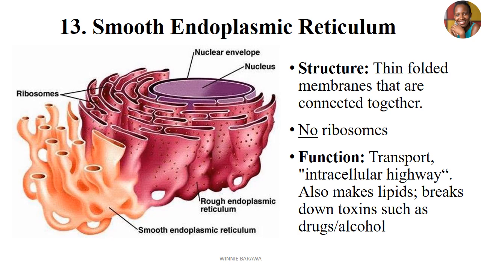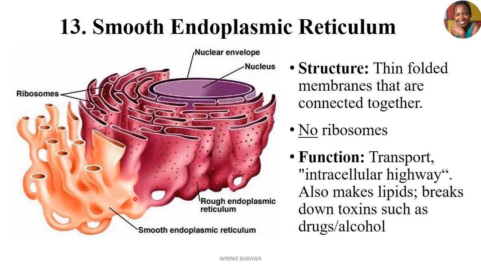Smooth endoplasmic reticulum. The smooth endoplasmic reticulum belongs to the same family as the rough endoplasmic reticulum, as they are all endoplasmic reticulums. But the difference is that the rough endoplasmic reticulum is nearer to the nucleus, and it also has ribosomes. The main function of the rough endoplasmic reticulum is protein synthesis. However, the smooth endoplasmic reticulum is a bit away from the nucleus. It does not have ribosomes, and its main function is to package lipids and to break down toxins such as drugs or alcohols.